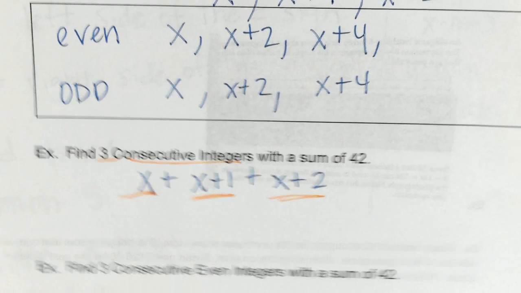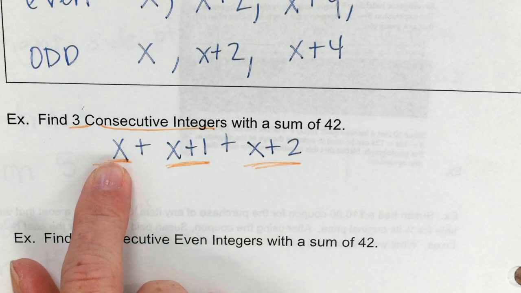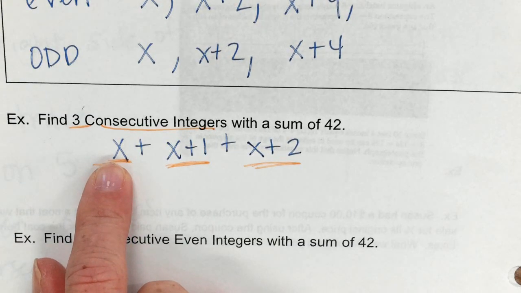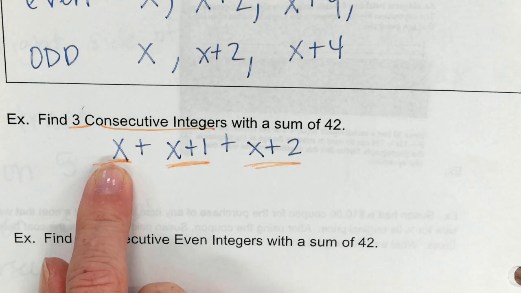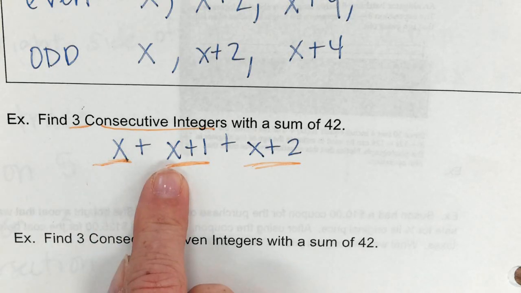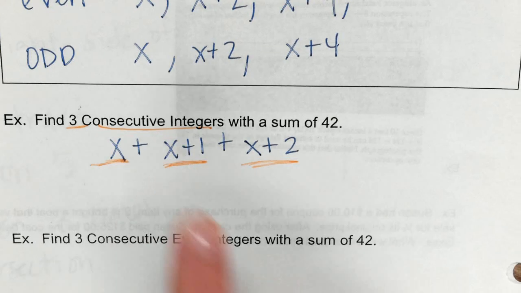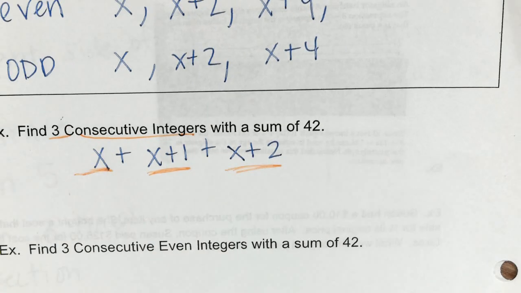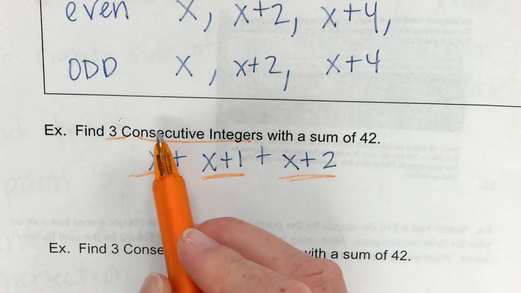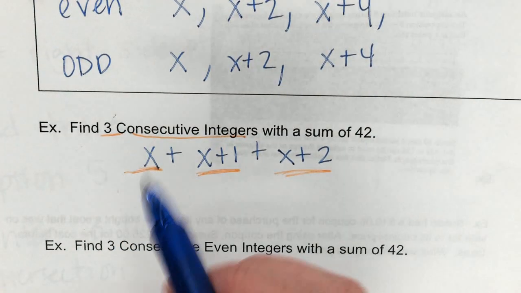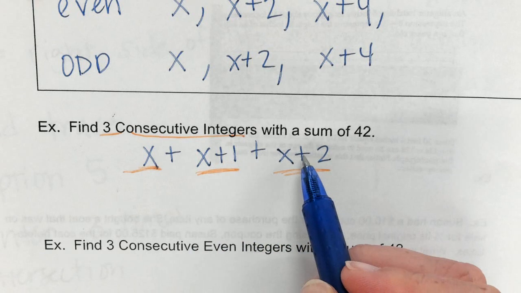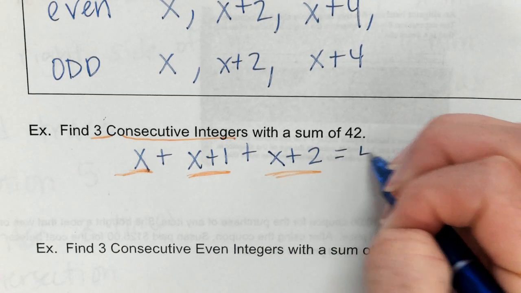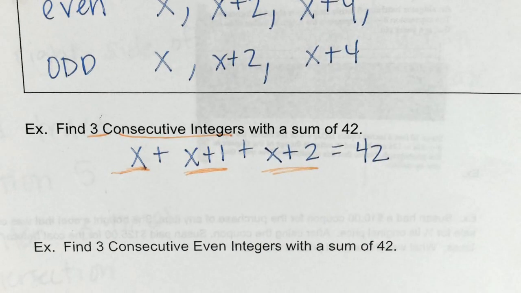Again, I'm going to say it again. The first number, we don't know it. We call it X. To get to the next number, you take your number X and you add. Okay, it says, find 3 consecutive integers. This is my first number, my second number, my third number, and they add up to 42.